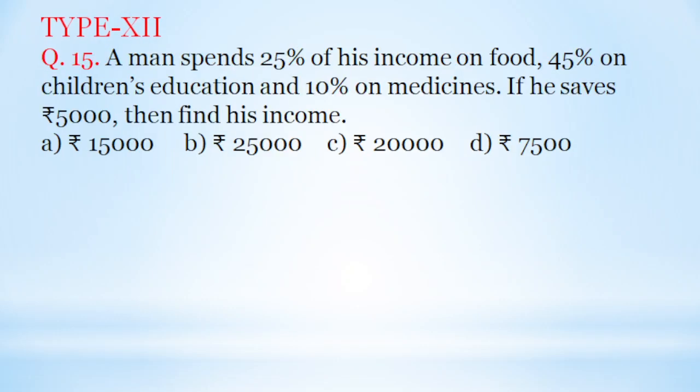Now type 12, question number 15. A man spends 25% of his income on food, 45% on children's education, and 10% on medicines. If he saves rupees 5,000, then find his income. Now, we have to solve this question by two methods. First is general method, then the short tricks.